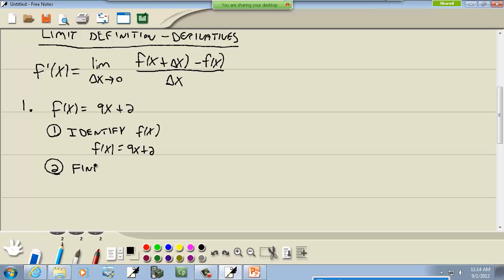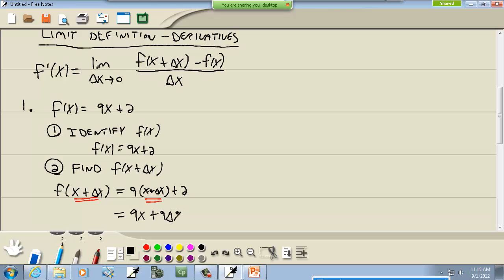Step 2, find f of x plus delta x. That's this part of our formula. Well, this is just evaluating a function. So we got f of x plus delta x. We're going to go into our function, the 9x plus 2, and where our x is, we'll put in parentheses. Now remember, with evaluating a function, whatever is in the parentheses here will automatically be what you put in over here. This is x plus delta x. I put in x plus delta x. Now 9 times x is 9x. 9 times delta x is 9 delta x. And then plus 2.